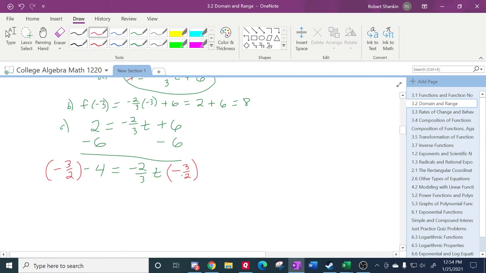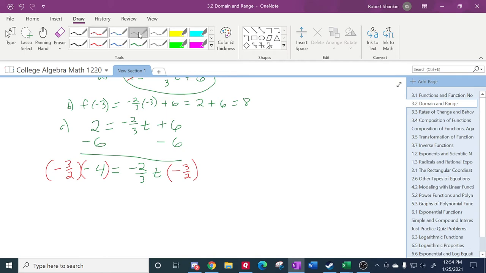And what I wrote down on the right side is correct notation. But what I wrote down on the left side is not correct notation, because that looks like subtract. Negative 3/2 subtract 4. And I need it to be multiplied. To show that it's multiplied, not subtracted, I can put this in parentheses as well.